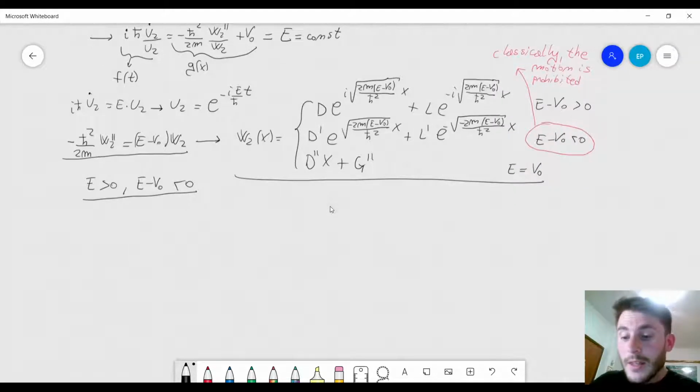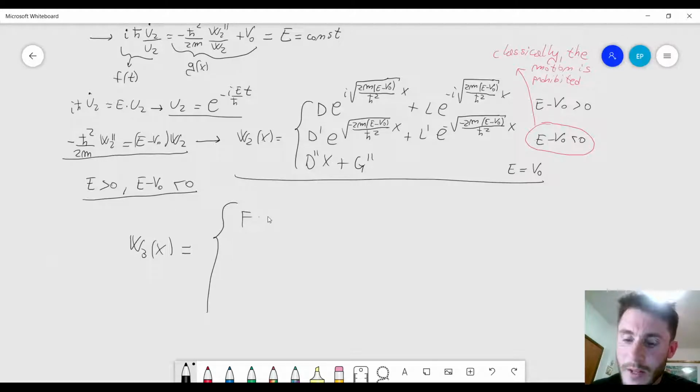So in the third zone we have W3 of x, and U3 will be just the same as before. U3 will be equal to U2, equal to U1, which is equal to e to the minus i E over h bar times time. W3 of x can be written like this.